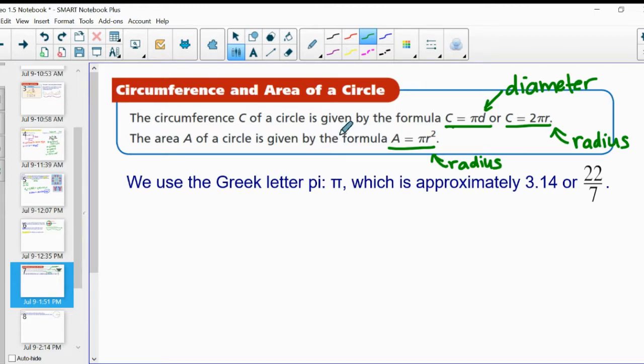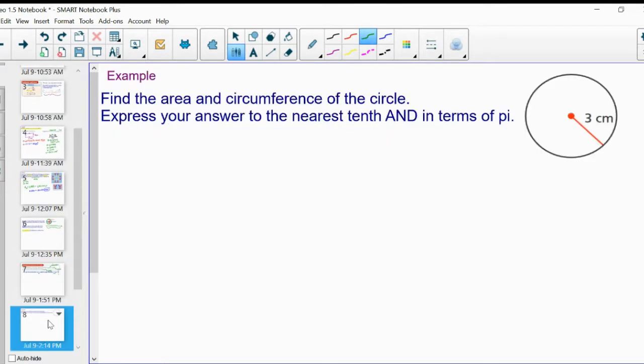The Greek letter for pi is right there. We can approximate it, if we want to estimate it, as 3.14, or if you prefer fractions, it's 22 sevenths, so 22 over 7. There's also a pi button on your calculator, so you don't have to memorize those decimal or fraction approximations.